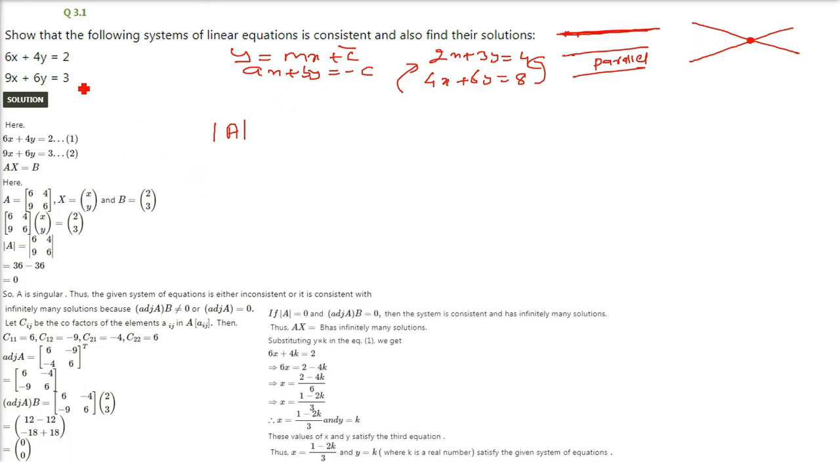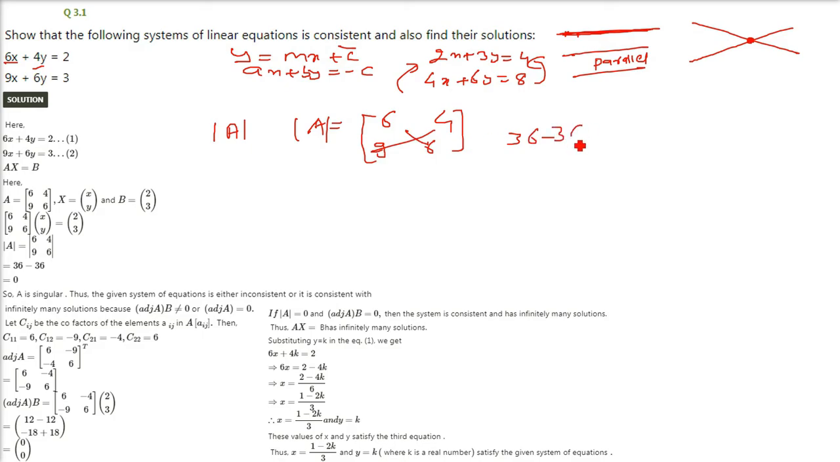The determinant of A, you have to take the determinant, coefficient of x and coefficient of y. So the A matrix, this will be the coefficient of x. Let me write the 6 and 9, and then the coefficient of y, 4 and 6. Now find out the determinant of this. What is the determinant? 6 times 6 is 36 minus 9 times 4 is 36.